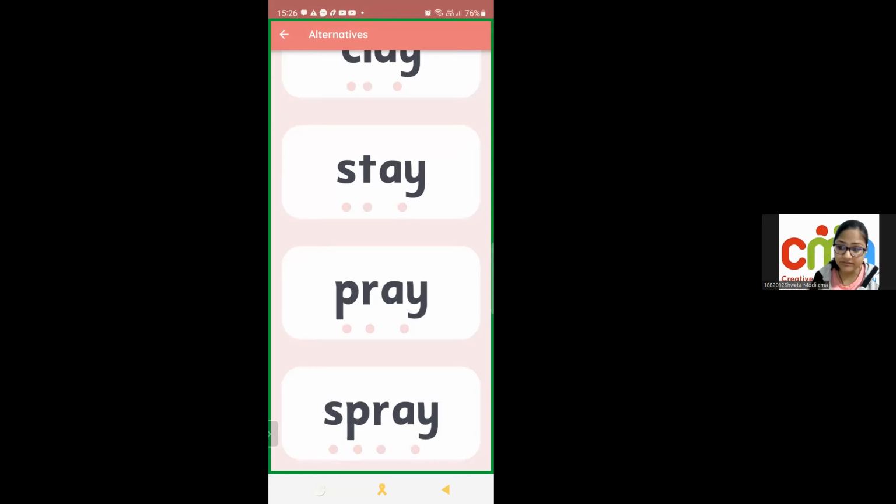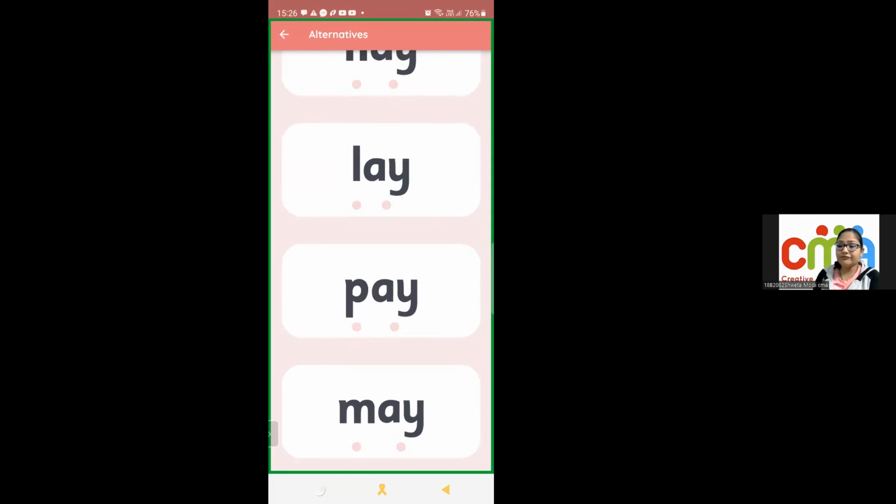Can you type some other examples in the chat box here? Any example apart from these words?